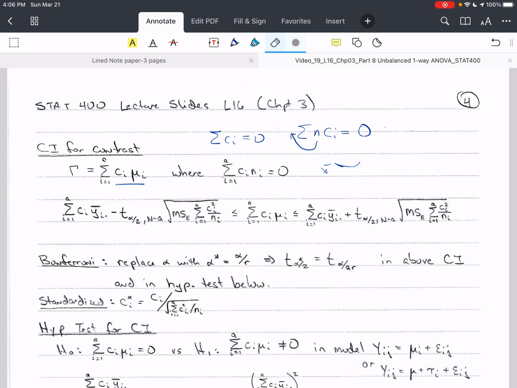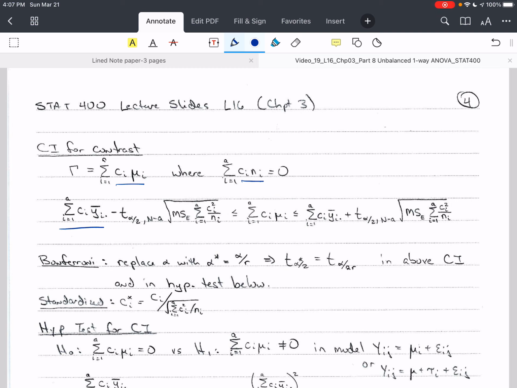Well, now we have an index on the n sub i instead of just n, and we can't pull it out. So the requirement is that c sub i times n sub i, those sums of the products, have to be equal to 0. So c1 times n1 plus c2 times n2, etc., they have to add up to 0. Okay? So that's our new constraint for choosing those constants of the contrast.